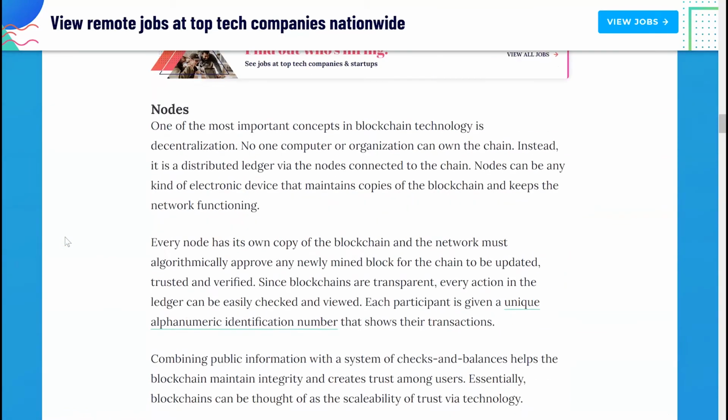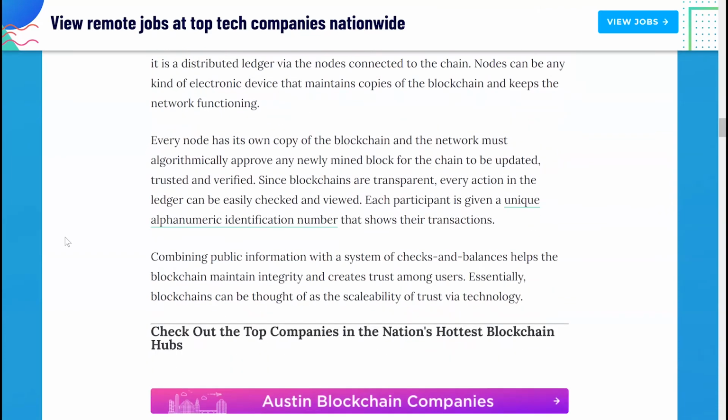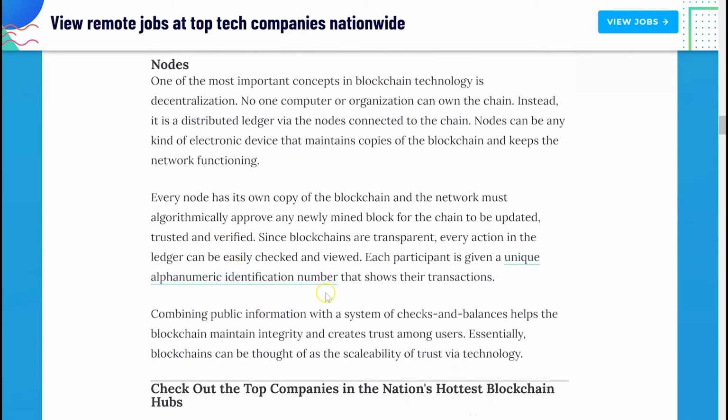And then it also has a nice little tie, because it's talking about right here where the nodes are going to be kept on an electronic device that maintains copies of the blockchain, can run a node, right? Well, what if that node was a cell phone, right? Who doesn't have a cell phone nowadays?